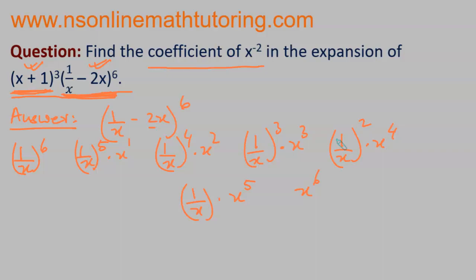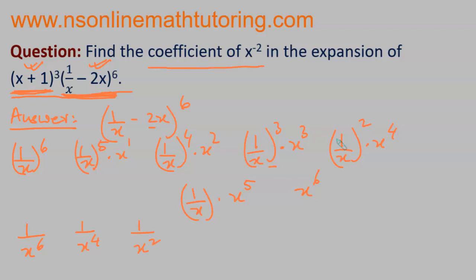Now we just simplify them to get the powers of x because that is what we need. So 1 over x to the power of 6, then it is 1 over x to the power of 5 and in the numerator you are having x. So 1 over x to the power of 4. Next, x to the power of 4 in the denominator, x square in the numerator. So it is 1 over x square.